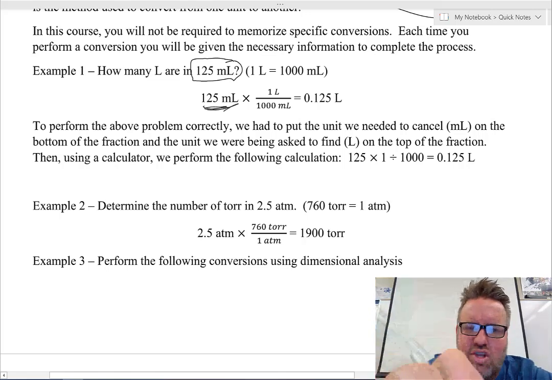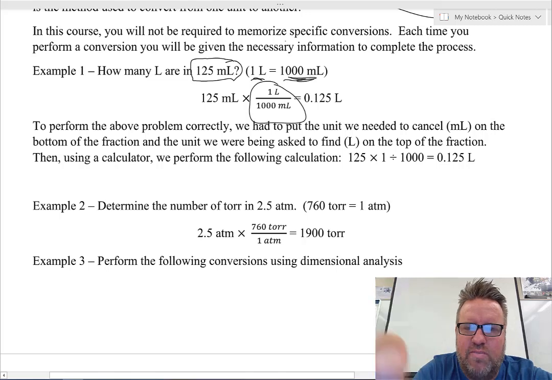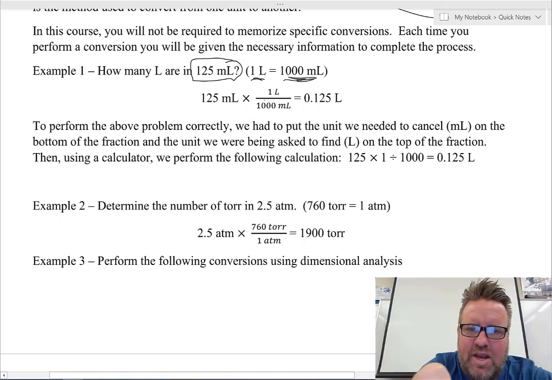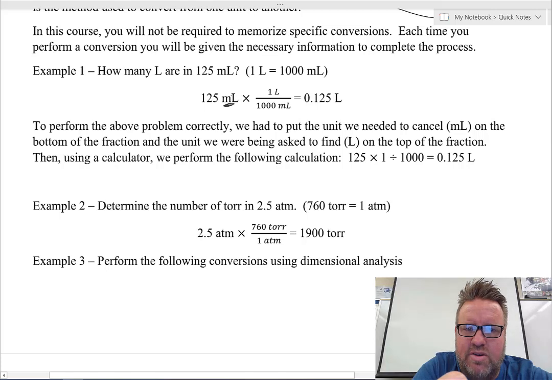And then the only tricky part, and I don't want to say tricky because it's not really that tricky, is where do I put these in my fraction over here? So I make a little multiplication sign, I make a line, but then I have to decide, does the 1 liter go on the top or on the bottom? And does the 1,000 milliliters go on the top or on the bottom? It's really, really simple. See how we're starting with milliliters here? Whatever that unit is, forget about the number for right now, the milliliters, that's the one that has to go on the bottom.